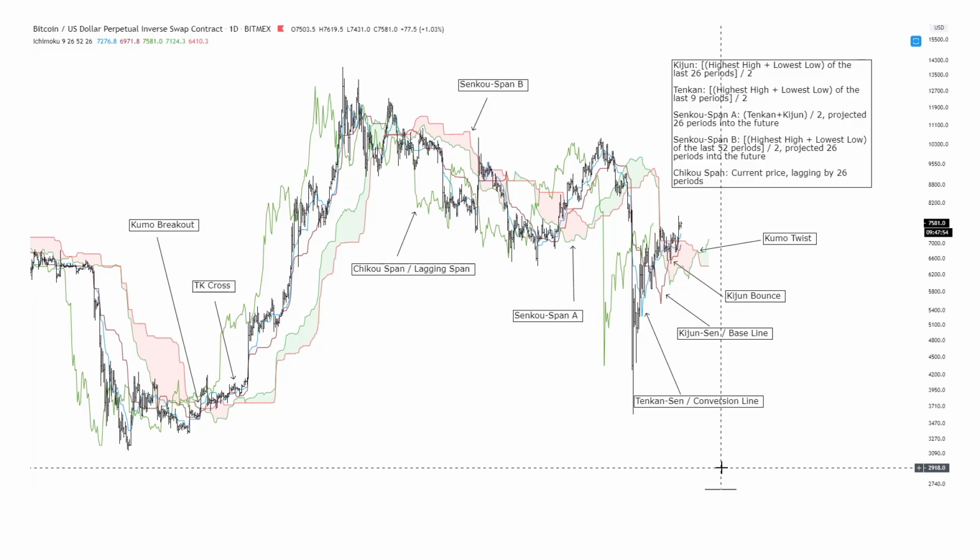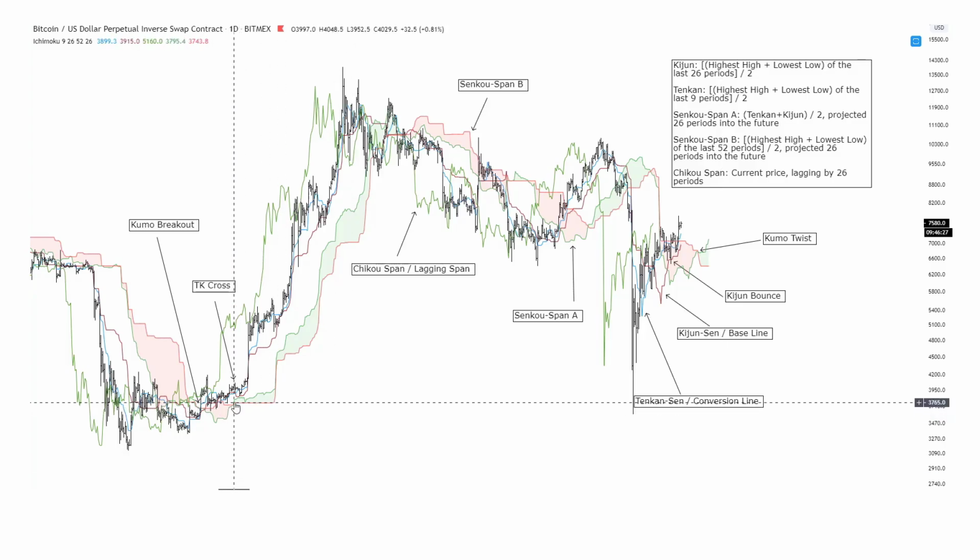This signal varies in strength depending on its positioning in relation to the cloud. If a bullish TK cross occurs above the cloud, it's a strong continuation signal. If it occurs below the cloud, it's a weak bullish signal that hints at a potential reversal. Same rules apply to bearish TK crosses.